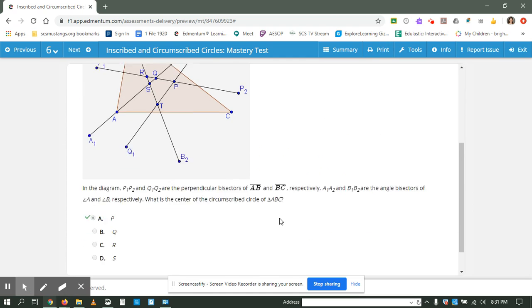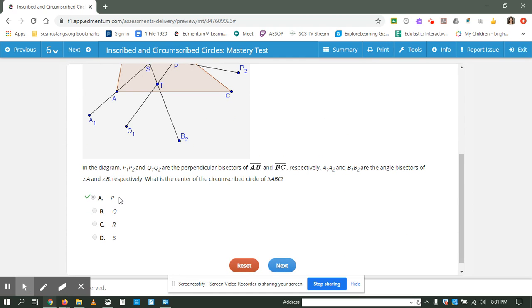6, P would be the center of the circumscribed circle, and that's A.